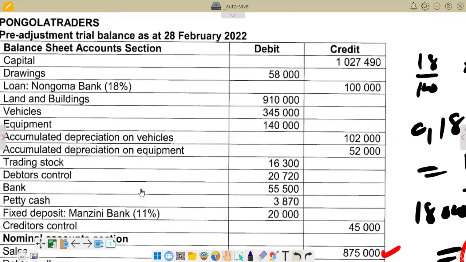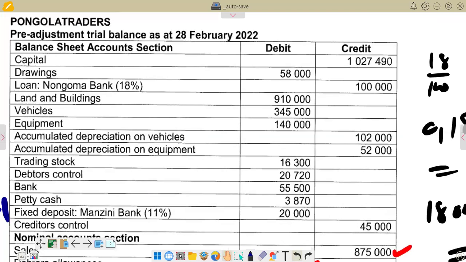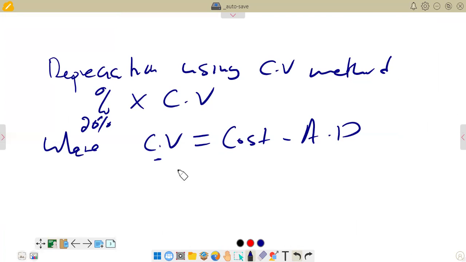Right, for equipment, we are here. We are seeing that the figure for cost is here. For equipment it is 140,000. The cost figure comes on the debit side. Then accumulated depreciation on equipment is 52,000. So we are saying 140,000 minus 52,000 to get the carrying value.